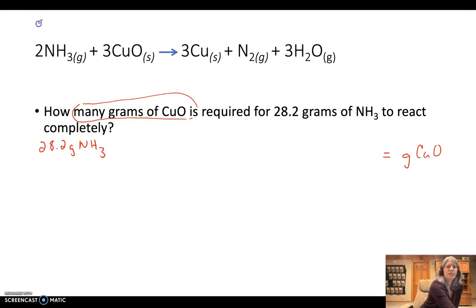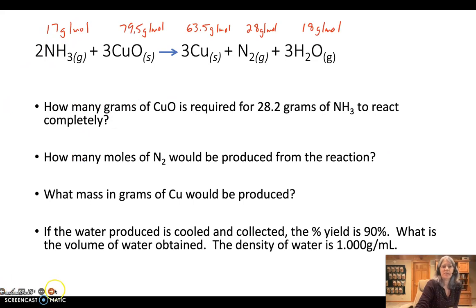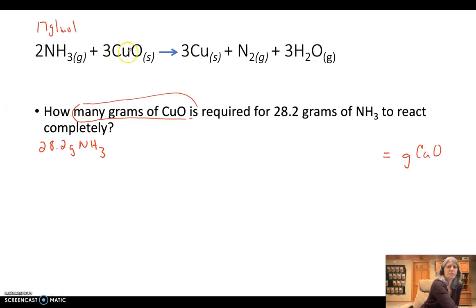So again, ammonia, it's 17 grams per mole. And what was copper oxide again? It's not one I use every day. 79.5 grams per mole. So we'll put that one up here. 79.5 grams per mole.